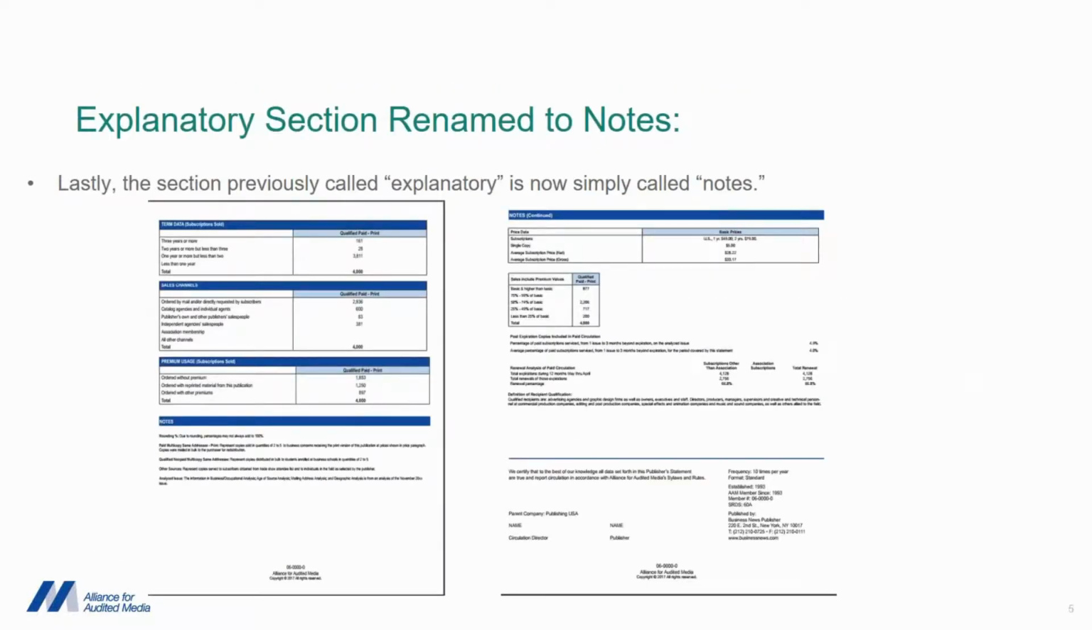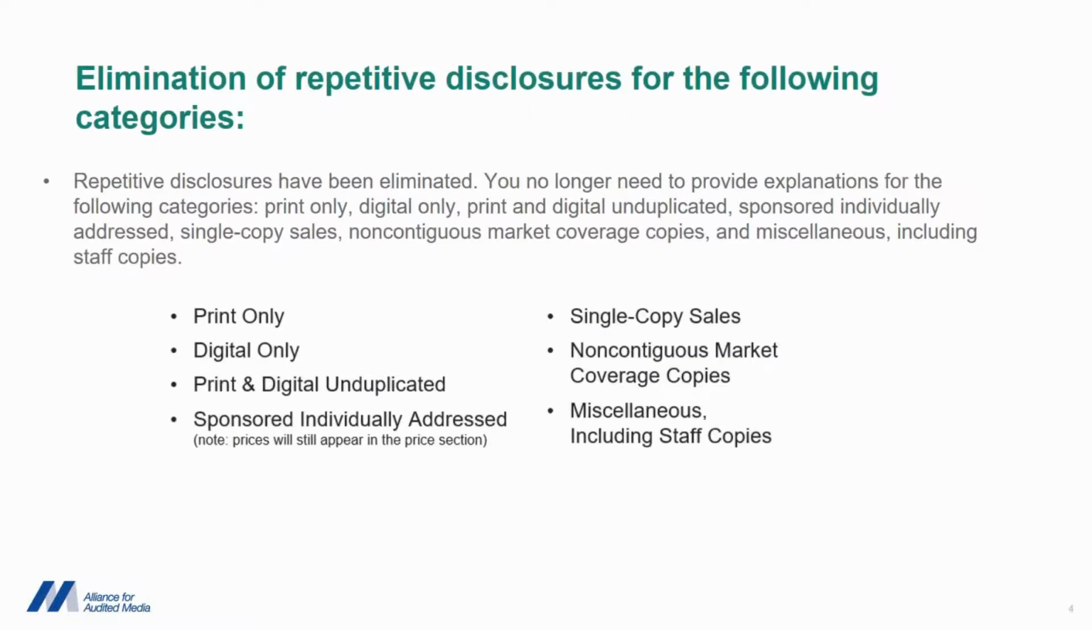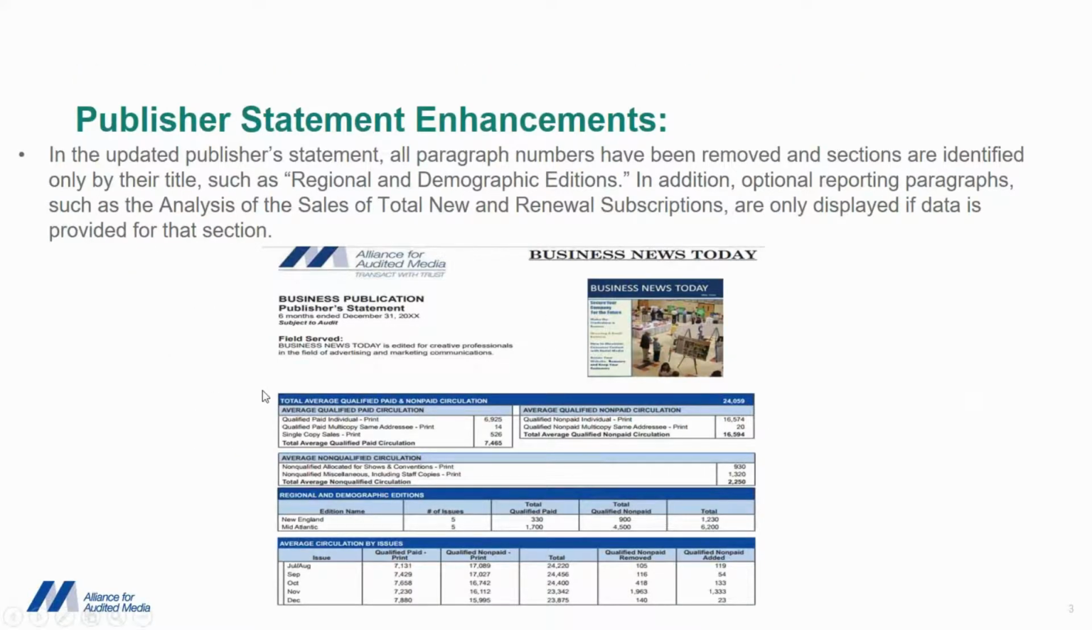Before I go into the filing tool itself, I want to recap what those cosmetic changes were. We got rid of the paragraph numbers. Instead, paragraphs will be referenced only by their actual title, such as average qualified paid circulation, average qualified non-paid circulation, etc. Any optional reporting paragraphs that you're not reporting distribution or any information for will not be displayed in your publisher statement. So optional not reporting will not be listed. You will only display the paragraphs that you have information for.